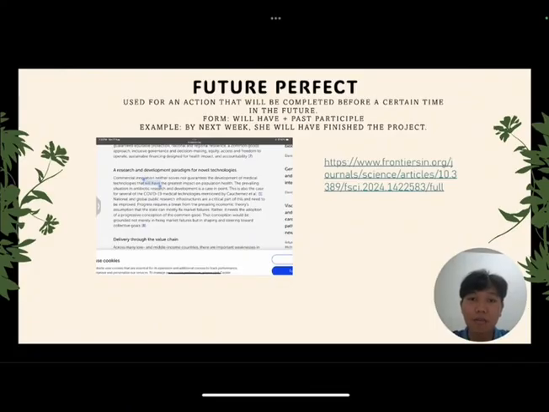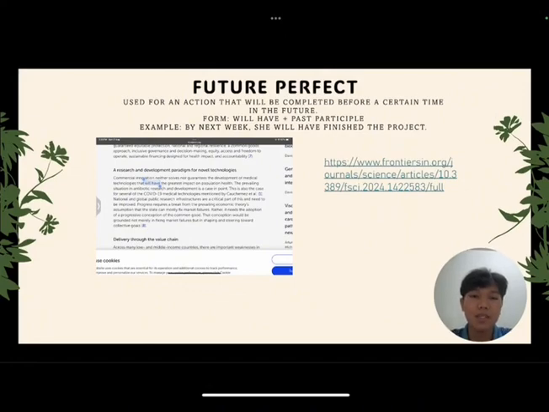Next, we have future perfect. Future perfect is used for an action that will be completed before a certain time in the future. Form: will have plus past participle. Example, by next week, she will have finished the project.